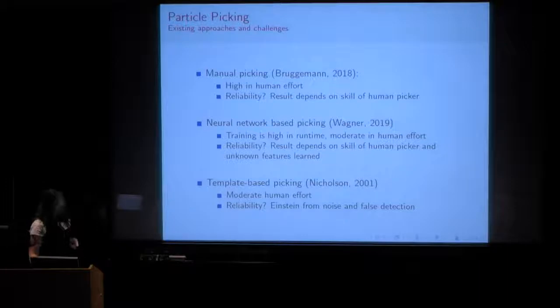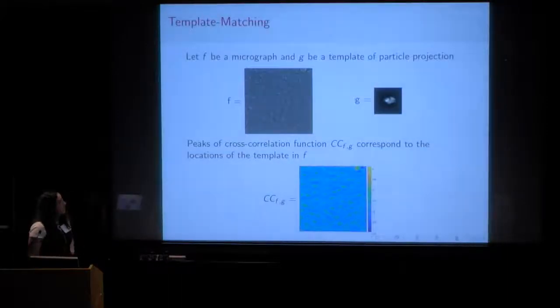Our apple picker is closest to the template picking approach, and there are several variations on that, so if anybody's interested, there's a survey paper by Nicholson. But the basic template matching just means that if you have a very clean template of the particle, you can cross-correlate the template with a micrograph. And the nice thing is the maximums of the cross-correlation will appear wherever the template in the particle fits best the pattern of the micrograph.